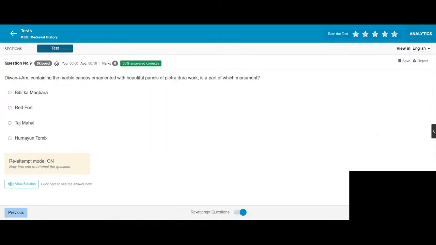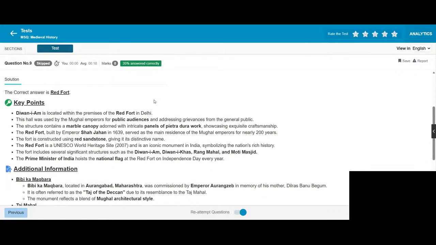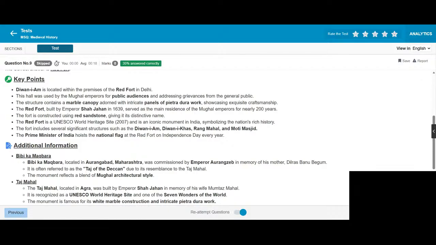Diwan-e-Am, containing the marble canopy ornamented with beautiful panels of pietra dura work, is a part of this monument. The Red Fort. Diwan-e-Am is located within the premises of the Red Fort in Delhi. This hall was used by Mughal emperors for public audiences and for hearing grievances from the general public. The structure contains a marble canopy adorned with intricate panels, the works of exquisite craftsmanship.